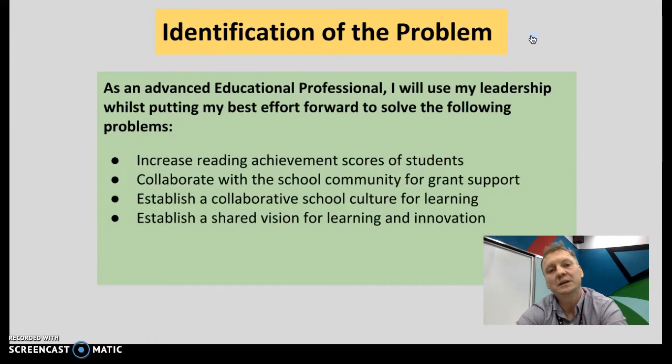Identification of the problem. So basically, I'm going to use my leadership and put my best foot forward to increase the reading achievement scores of students. There's a problem with collaborating with the school community for grant support, so we want to solve that problem. We want to establish a collaborative school culture for learning, and we want to establish a shared vision for learning and innovation.